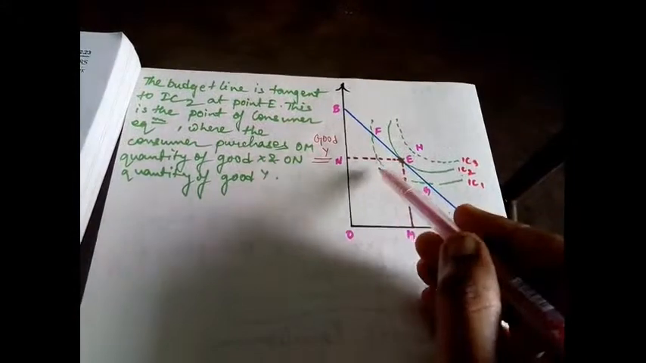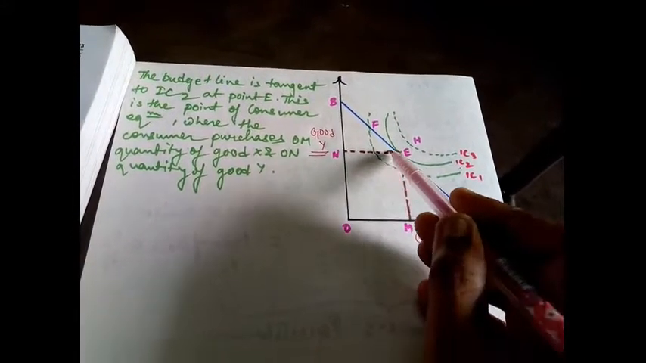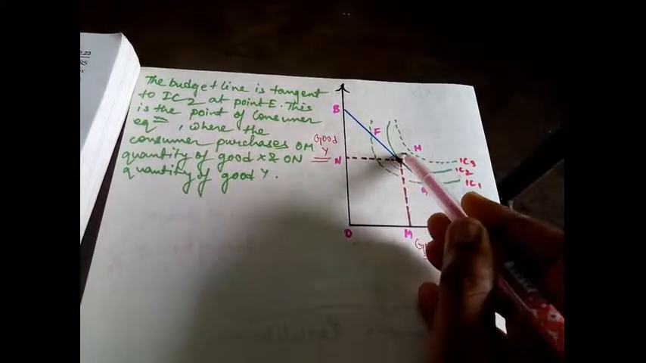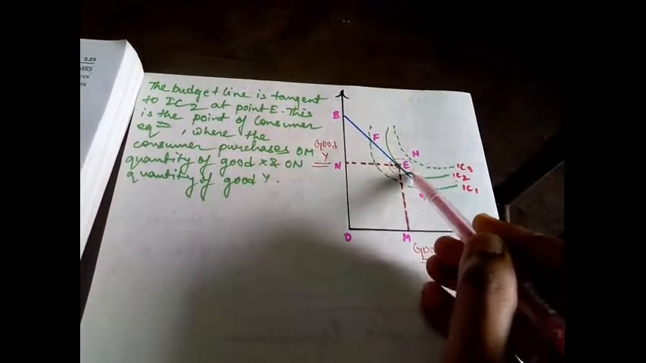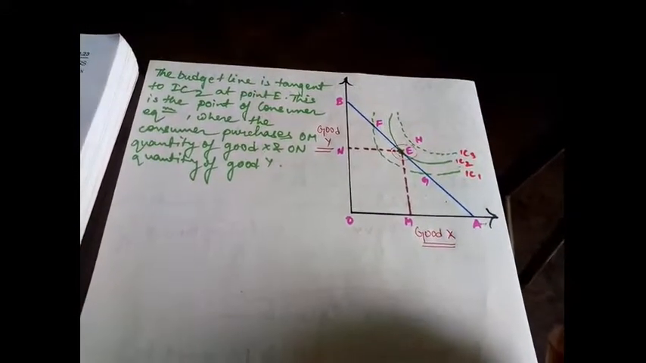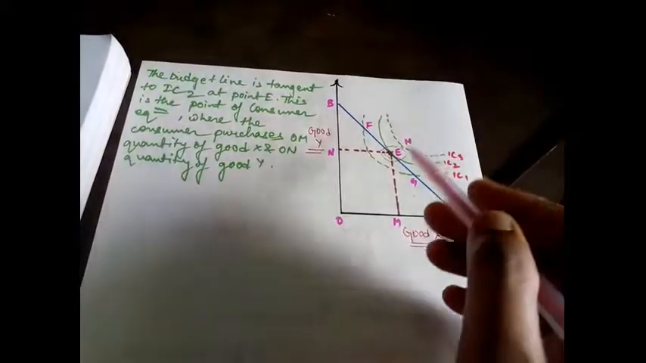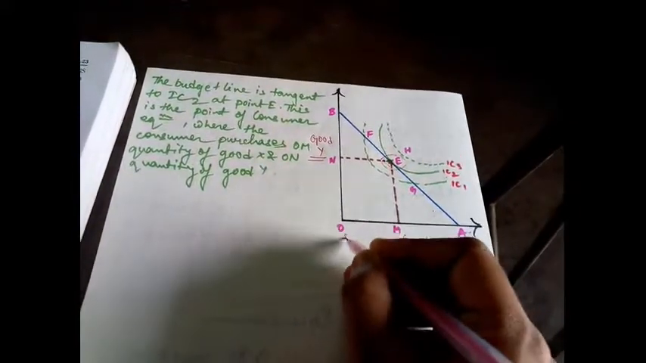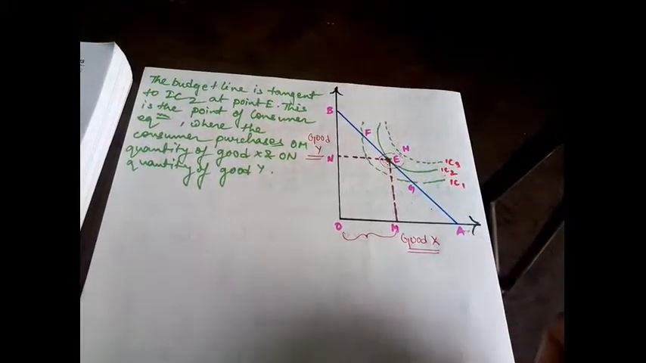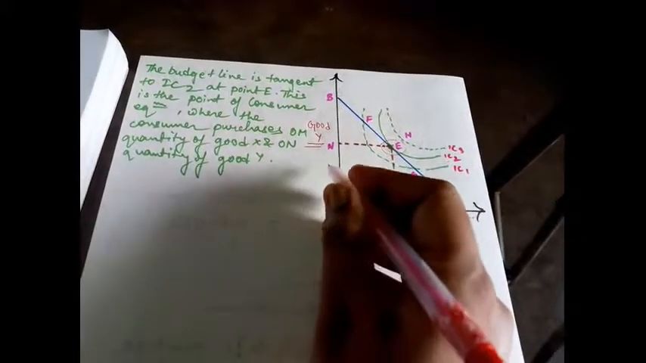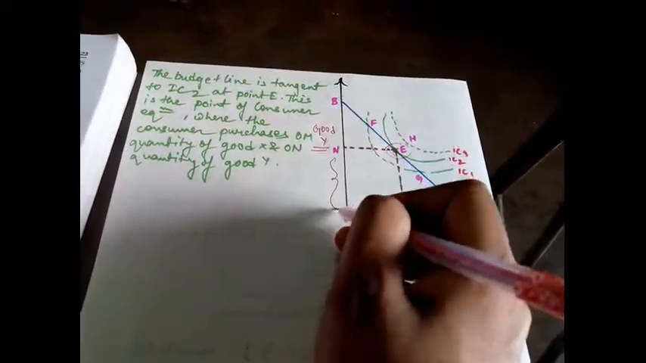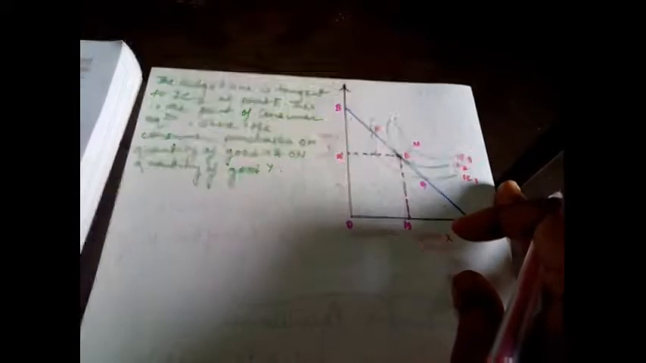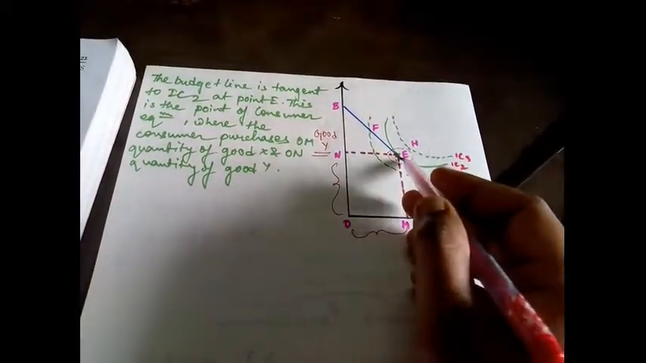So point E is the equilibrium situation. Point E is your equilibrium situation. And in that equilibrium situation, the consumer is satisfied with OM amount of X commodity and ON amount of Y commodity. Means this is its equilibrium situation.